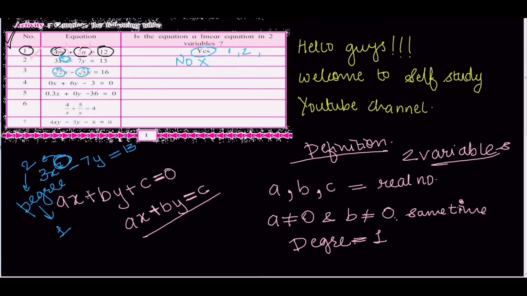Root 2 and root 5 are real numbers, and 16 is also a real number. x and y are two variables. It has degree 1. So yes, this is a linear equation in two variable, the third one.